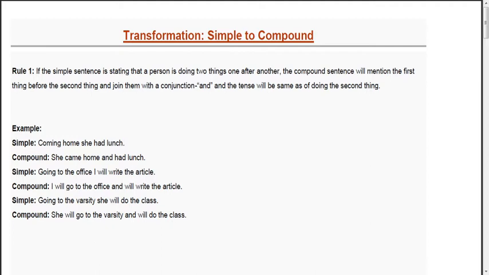Are you getting this? This is very simple, just separating the actions and in the middle placing a conjunction, and. Second one also, third one also. Another example: going to the varsity, she'll do the class. Same case here, separate the actions: she'll go to the varsity and she'll do the class, and in the middle place a conjunction named and.